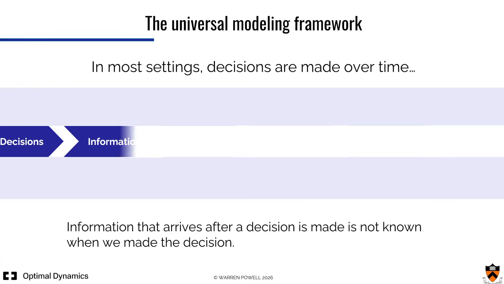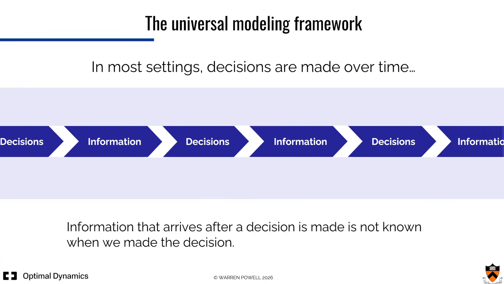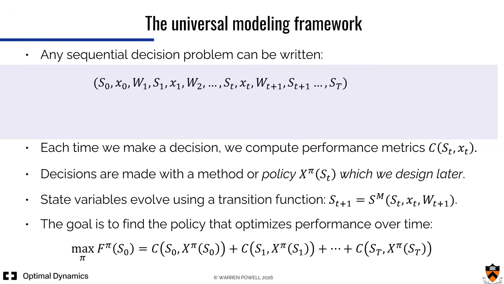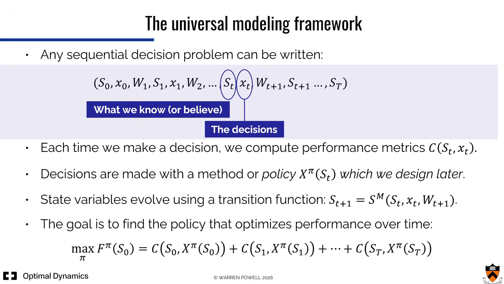So, sequential decision problems. We have decisions, information, decisions, information. Any sequential decision problem has this. Now, the way I model a sequential decision problem is at time t, we have what we know or believe. This is called the state variable, but this is the state of knowledge, okay? So you take what you know or believe, then you have the decisions. This is the information that you control, and you make this decision on the basis of what you know or believe.